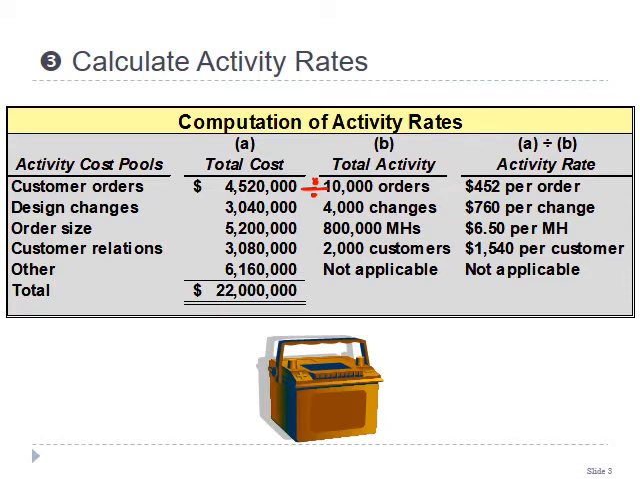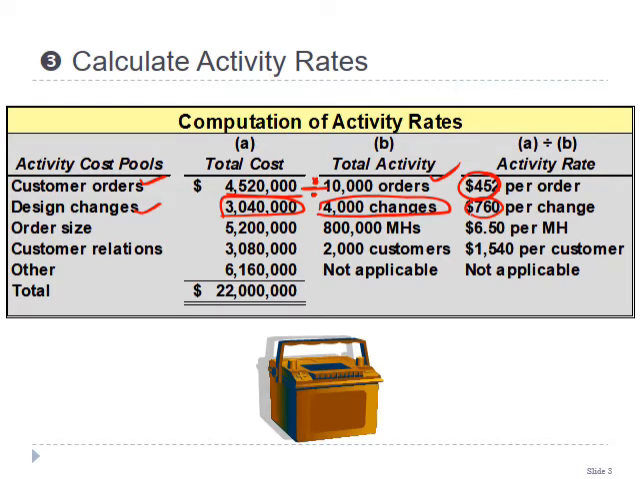So in the first step of implementing the ABC, we defined that the customer orders will be driven by number of orders. So where did this 452 come from? Total customer order cost, which is 4,520,000 divided by 10,000 orders. So it means per order cost is $452. Design cost came from first stage allocation divided by its activity measure or cost driver, 4,000. Answer is 760.